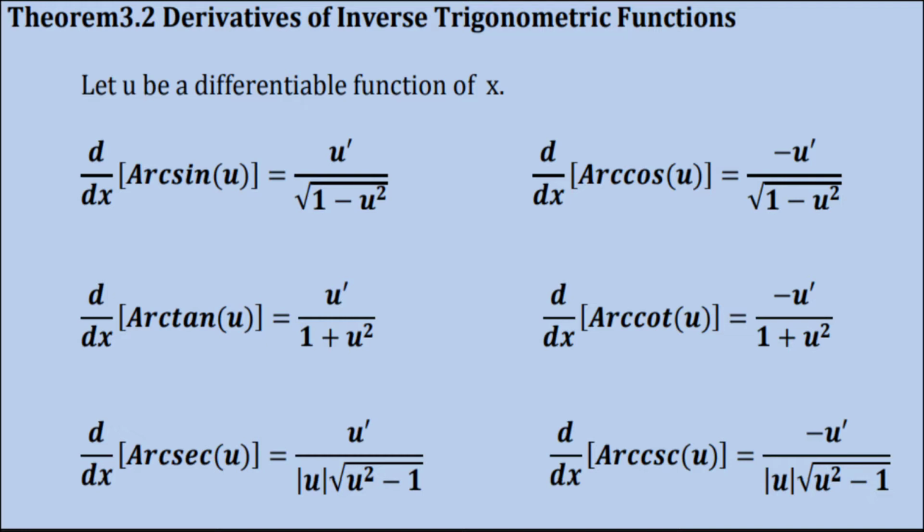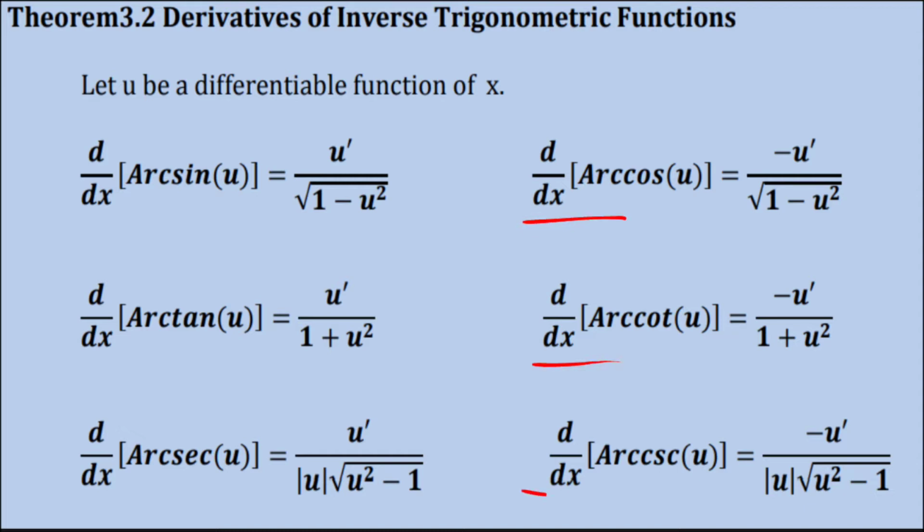Let u be a differentiable function of x. For the derivative of arcsine u, we have u prime over the square root of 1 minus u squared. For the derivative of arctangent u, we have u prime over 1 plus u squared. For the derivative of arcsecant u, we have u prime over the absolute value of u, square root of u squared minus 1.